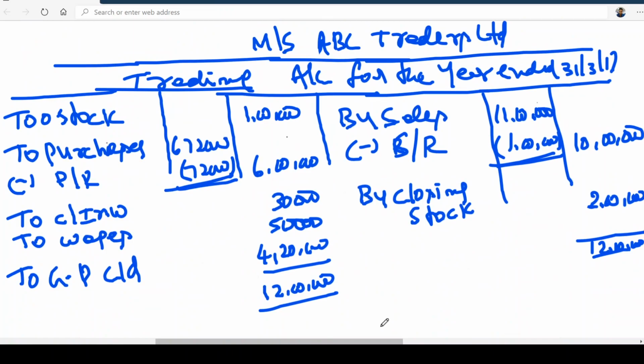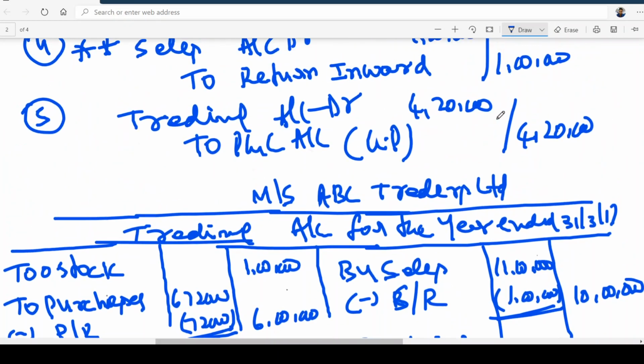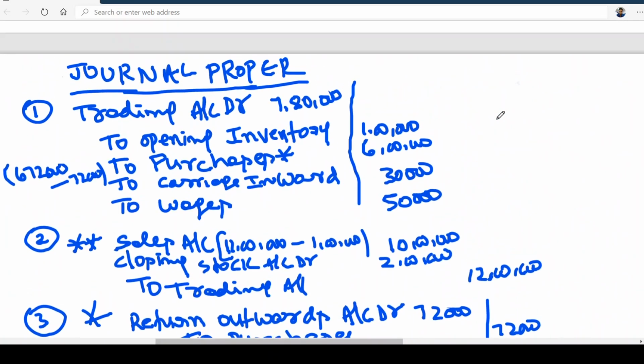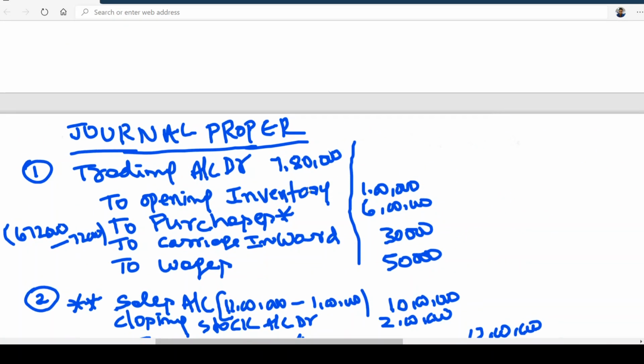Okay, you can see this problem. Trading account for the year ended 31st March 2017. I think you can do this. Okay, then we'll move on to the second problem. Let me erase this.